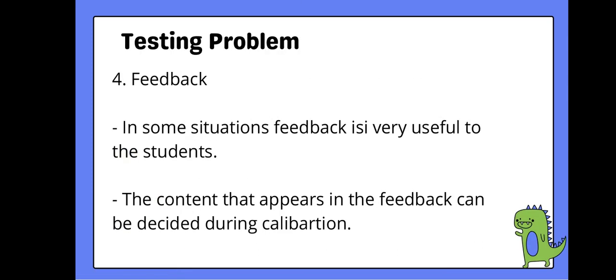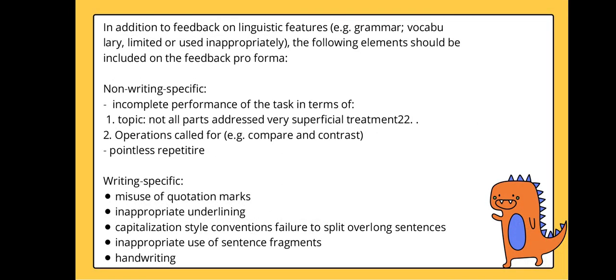Testing problem: feedback. In some situations, feedback is very useful to the students. The content that appears in the feedback can be decided during calibration. In addition to feedback on linguistic features, such as grammar and vocabulary limited or used inappropriately, the following elements should be included on the feedback pro forma.